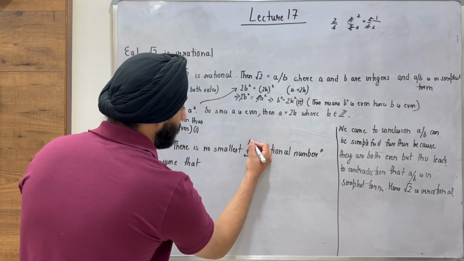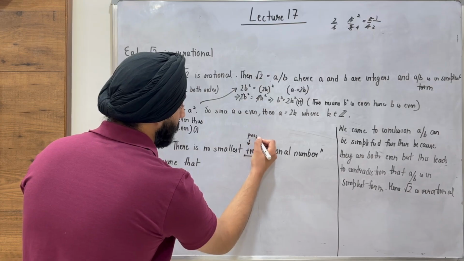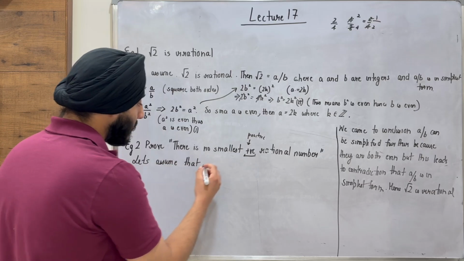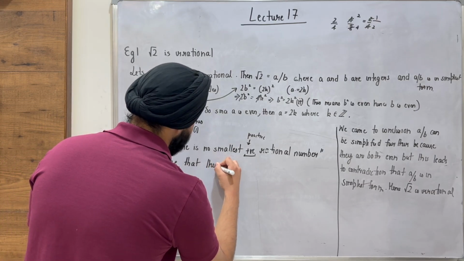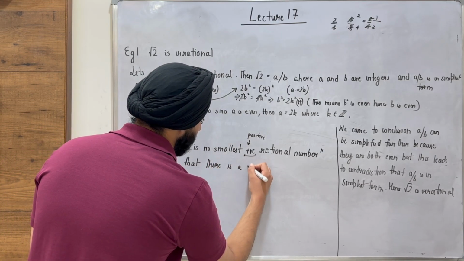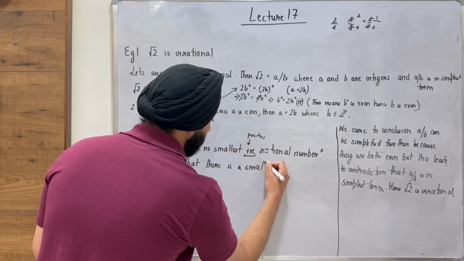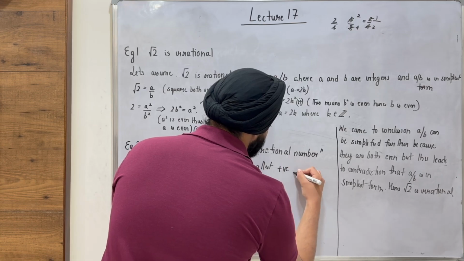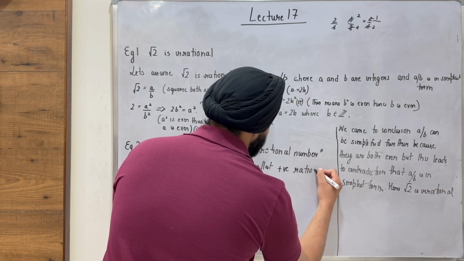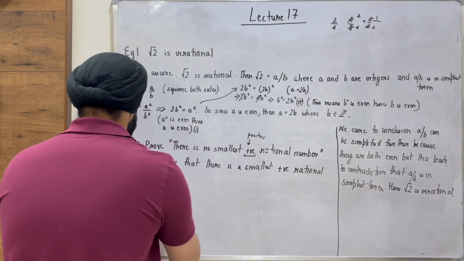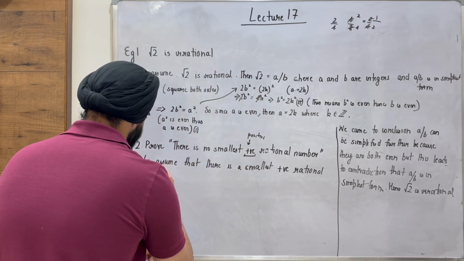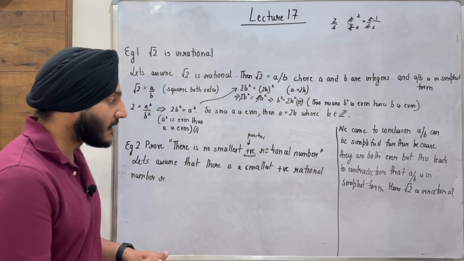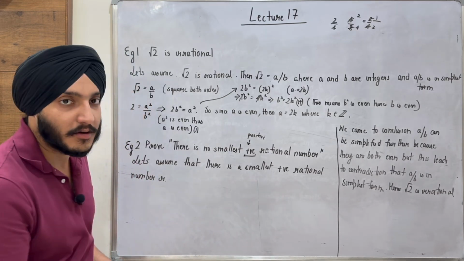So I'll just say positive. I've just written it in the short form. So let's assume that there is a smallest positive rational number R. So making the assumption that there is a smallest positive rational number R, right?